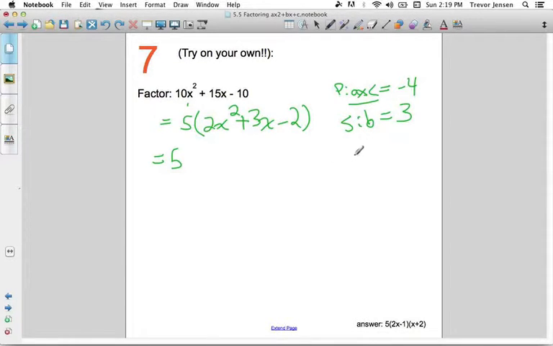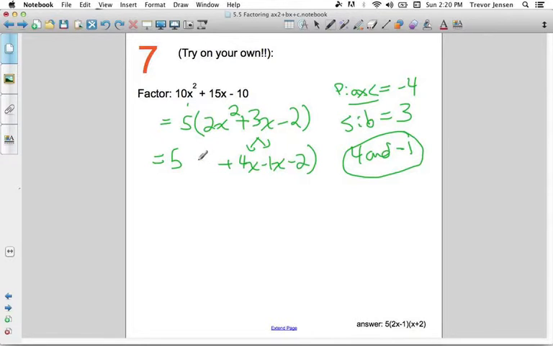So the two numbers that do that are 4 and negative 1. 4 times negative 1 is negative 4. 4 plus negative 1 is 3. So what I need to do is break up my middle term into 4x minus 1x. Because 4x minus 1x is 3x, that's why I'm allowed to do that. And don't forget to leave the rest of your quadratic the same.